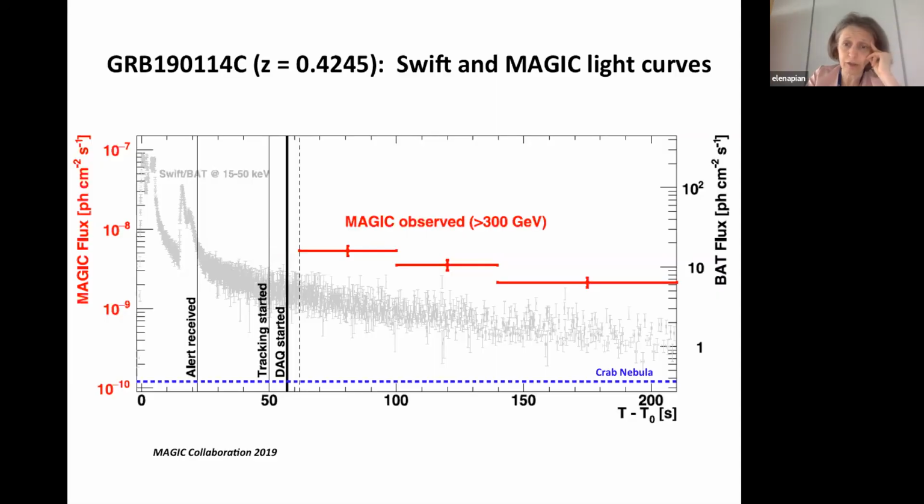And these are the Swift and MAGIC light curves of the prompt event. In light green is the Swift light curve of the gamma ray burst, and in red is the MAGIC detection. And in blue on the bottom, you see for comparison the TeV level of the Crab Nebula. This is to give you an idea of the amount of power these objects emit at TeV, so beyond 0.3 TeV.